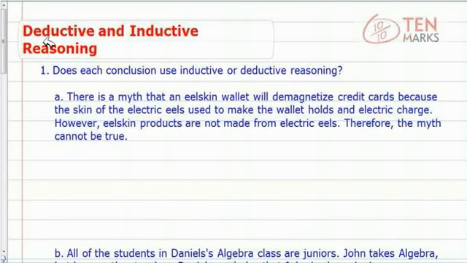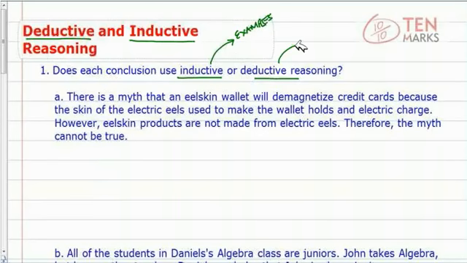In this lesson, let's learn about deductive and inductive reasoning and what's the difference between the two. We'll do a couple of problems, but the first one wants us to determine if the conclusion below uses inductive or deductive reasoning. First, let's understand the difference between the two. Inductive reasoning is what we determine to be a pattern or a rule based on examples that we see or a few sets of data. Deductive reasoning is based on logic and facts and statements given to us.